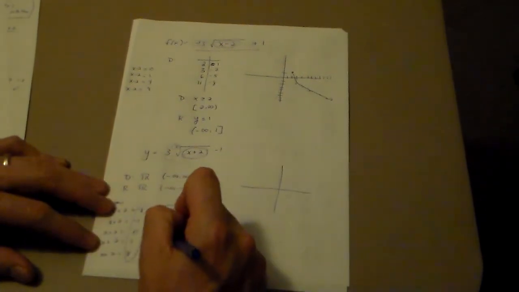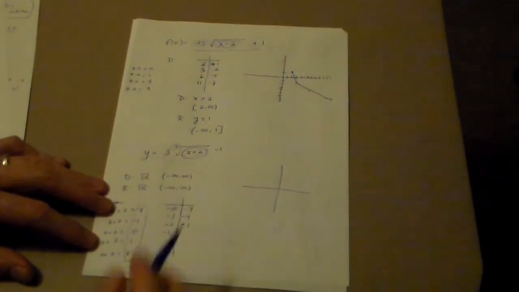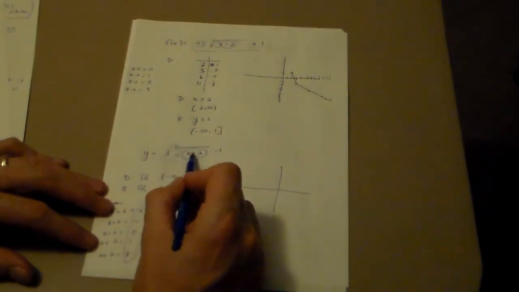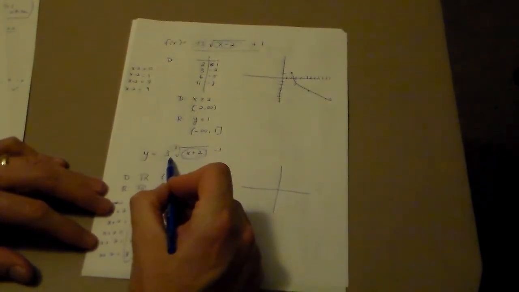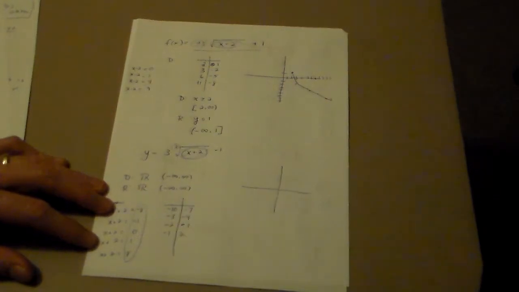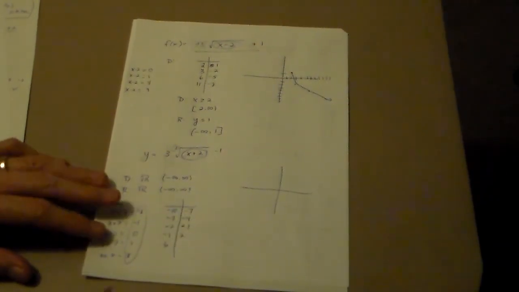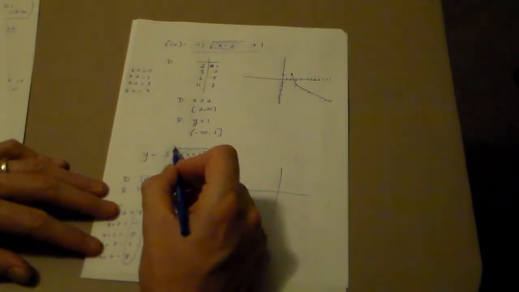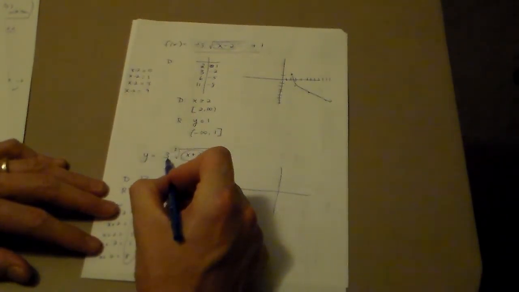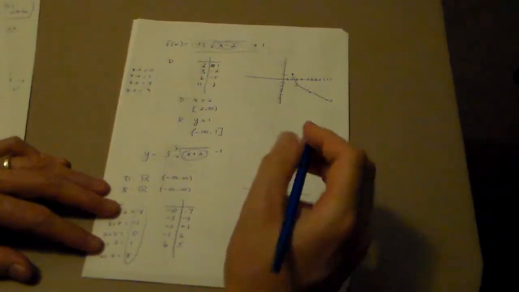Minus 2, minus 2. Looks like I want this to be a negative 1. Negative 1 plus 2 is 1. The cube root of 1 is 1. Times 3 is 3. Minus 1 is 2. Last one. Minus 2, minus 2. Looks like I want this to be a 6. 6 plus 2 is 8. The cube root of 8 is 2. 2 times 3 is 6. Minus 1 is 5. Okay, negative 10, negative 7.